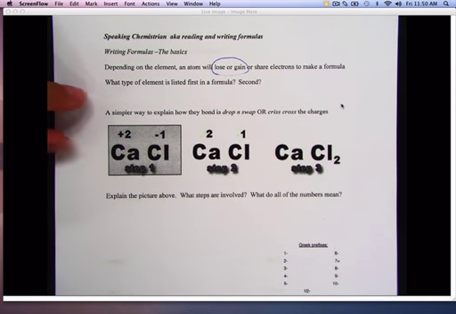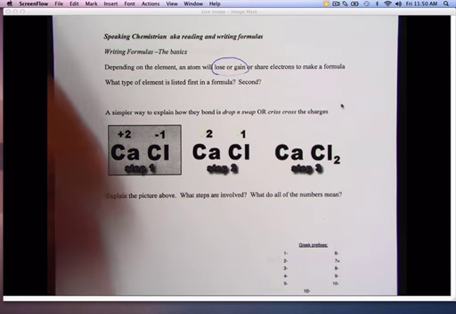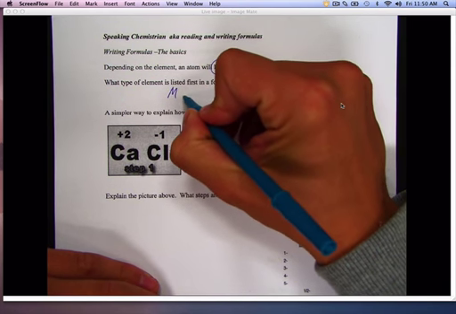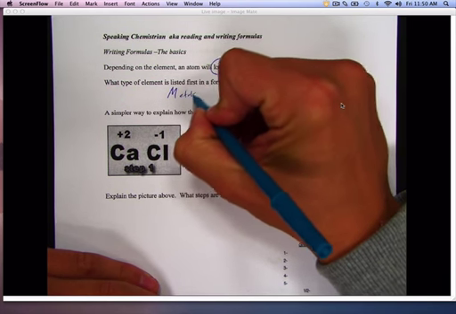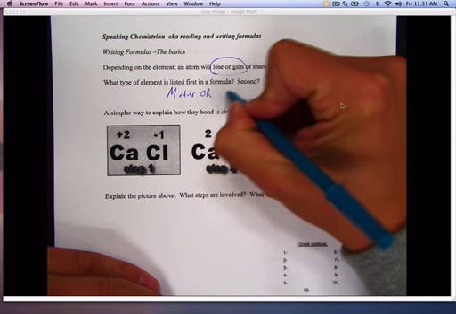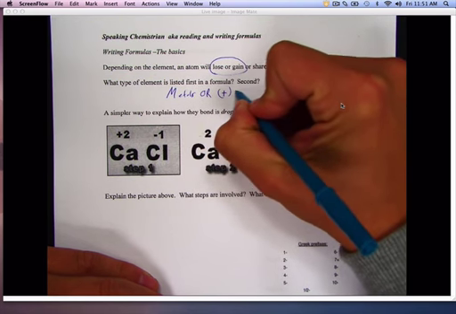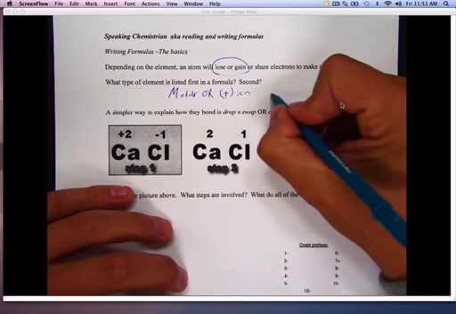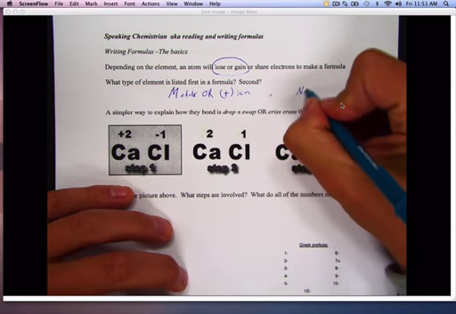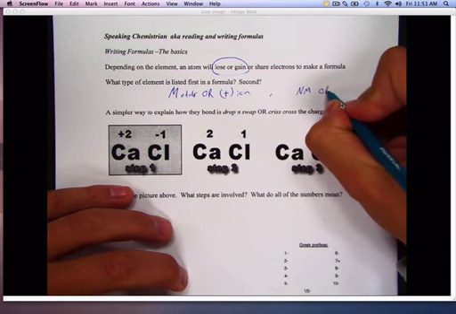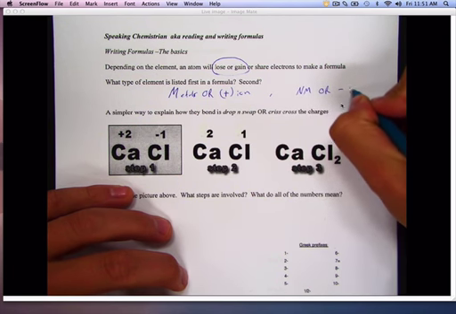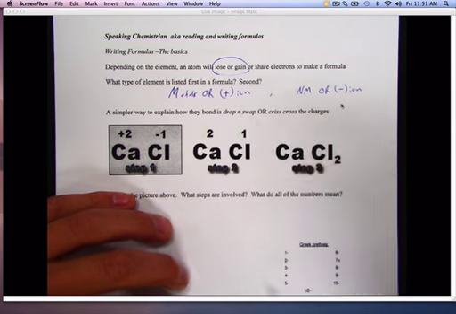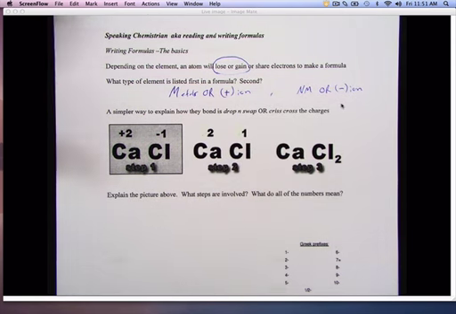So when we're writing formulas, metals are listed first. Metals are usually first in the formula, or the positive ion, whichever one, so sometimes we have two nonmetals that go together. And second, it's usually going to be your nonmetal or your negative ion, otherwise known as your anion. Positive is your cation.